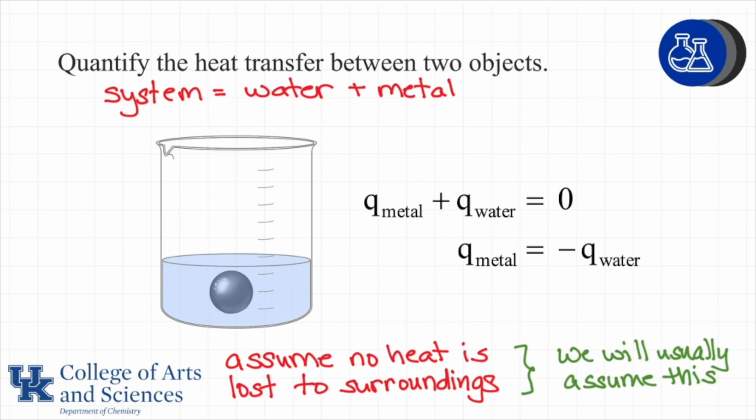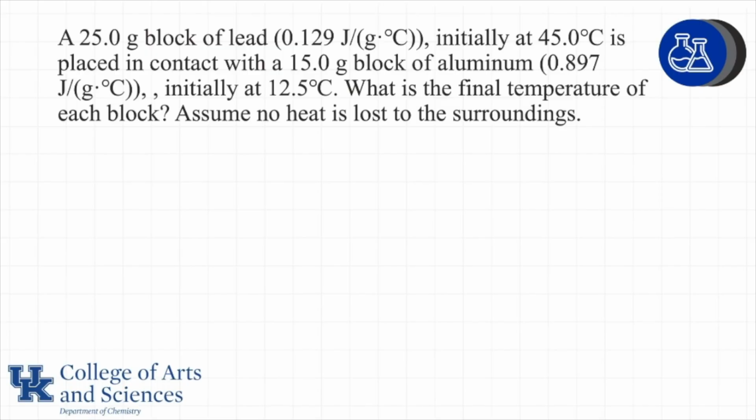In this case, we have a metal sphere in the beaker with water. So we have Q metal, which is the heat of the metal, plus Q of the water. And we know that the sum of those must add up to 0 because we've already said that heat is not lost to the surroundings. We can rearrange that to see that Q of metal equals minus Q of water. And when you're doing these problems, be careful about your negative signs. One of the easiest mistakes to make in these problems is losing a negative sign. And I say that because I am one of those people that easily loses negative signs when I'm solving problems. So I know that about me, and I have to take extra care when I'm doing problems that have negatives in them. Let's look at an example.